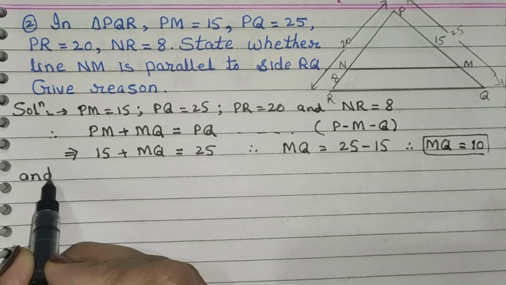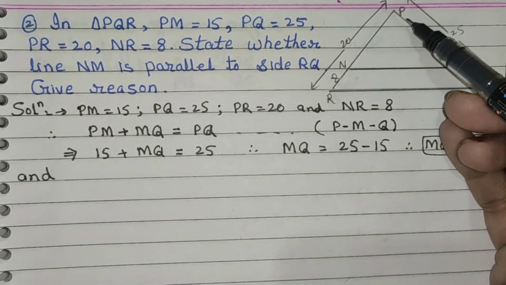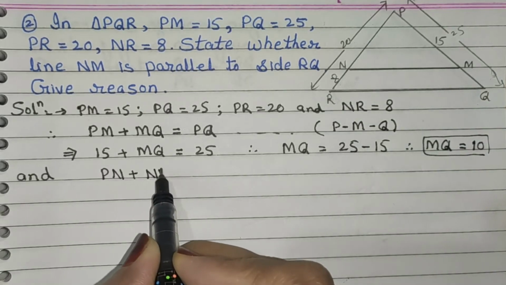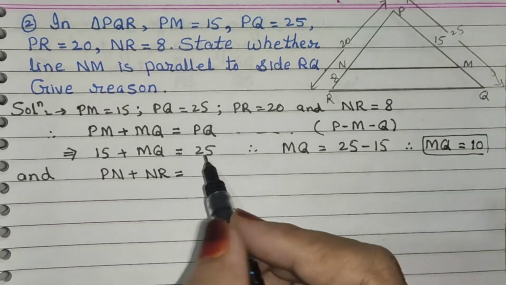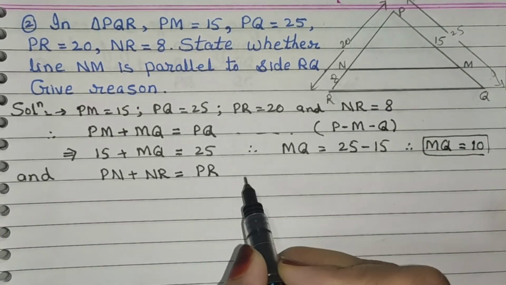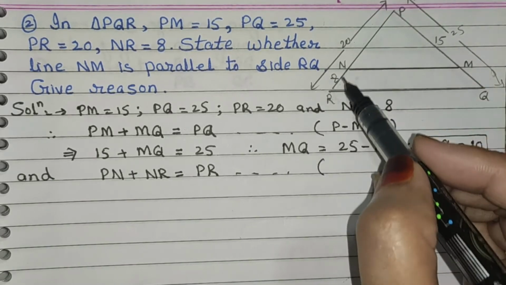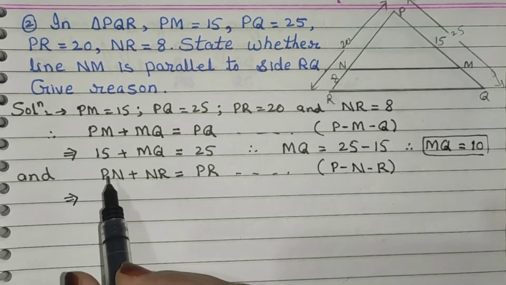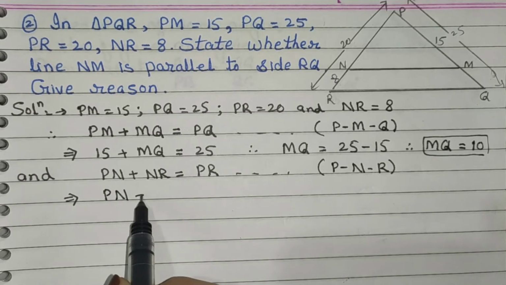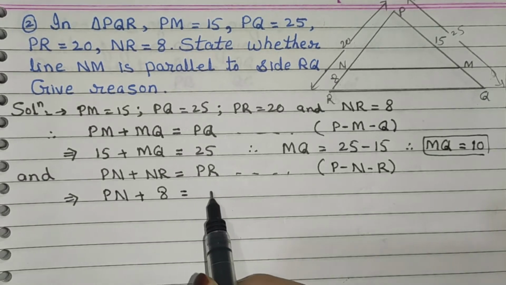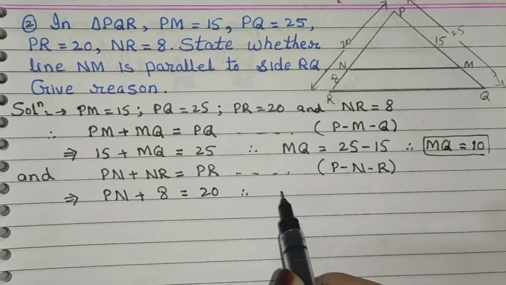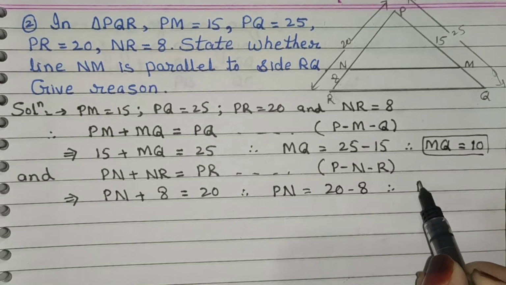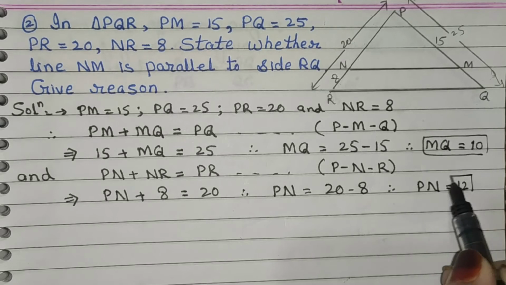And now look at here. PN plus NR is equal to PR. Now substituting all the values, we get here PN plus NR, which is 8, is equal to PR, which is 20. Therefore, PN is equal to 20 minus 8. Therefore, the value of PN is equal to 12.